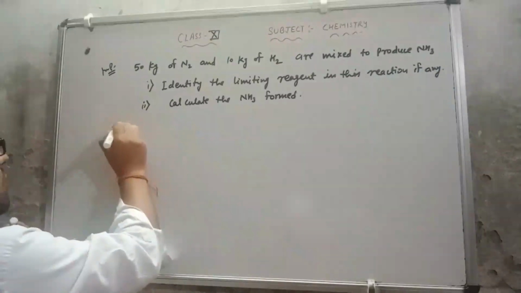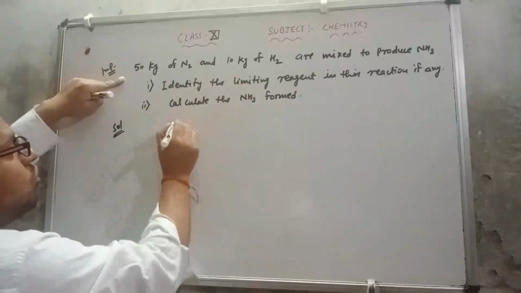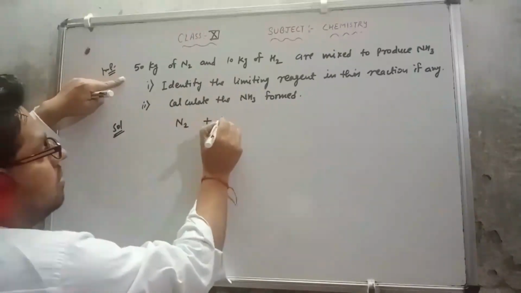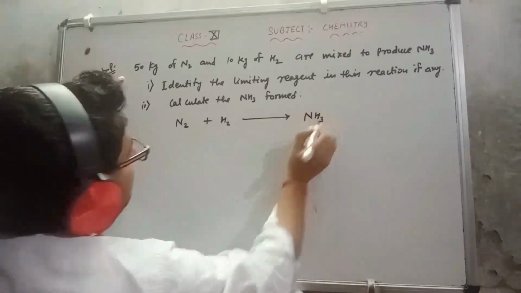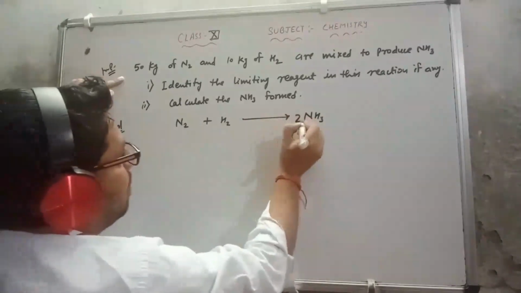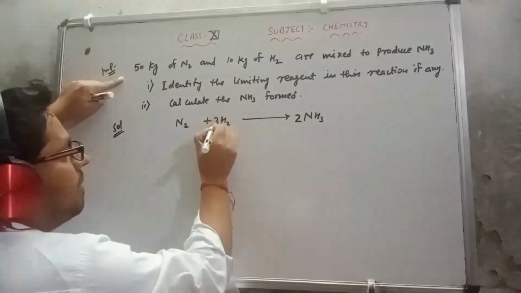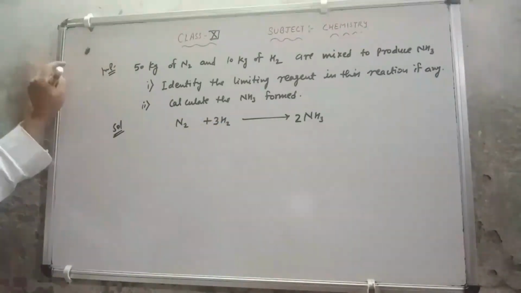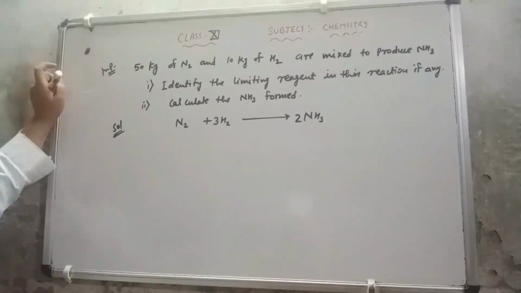So in the solution, this is N2 and H2, this is nitrogen, this is hydrogen, giving us ammonia, this is NH3. To balance, we have to multiply by 2 here, 2 times 3 is 6, so multiply H2 by 3. Now I am going to tell you one trick to identify which one is the limiting reagent here. One formula I am going to tell you.